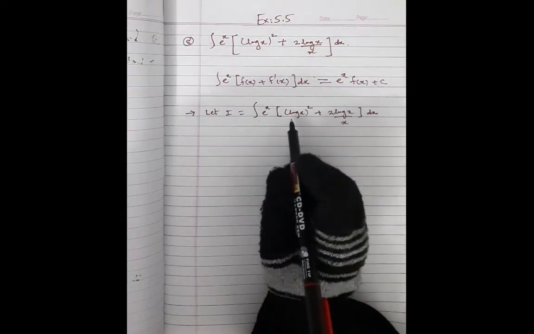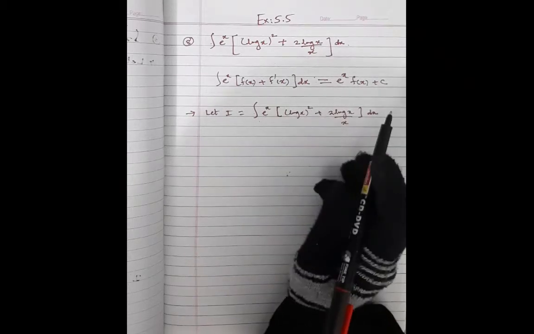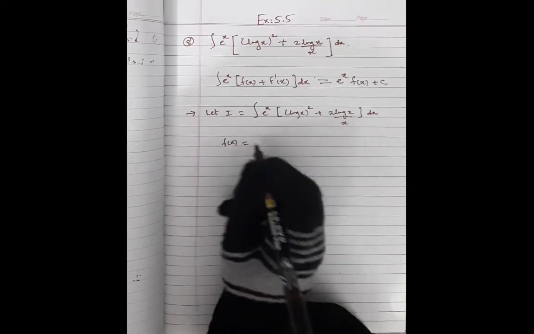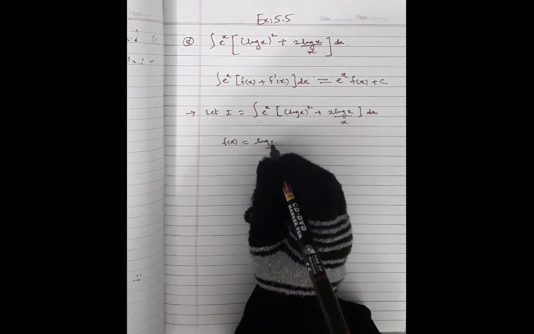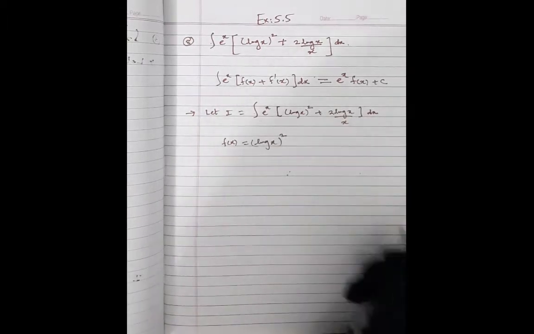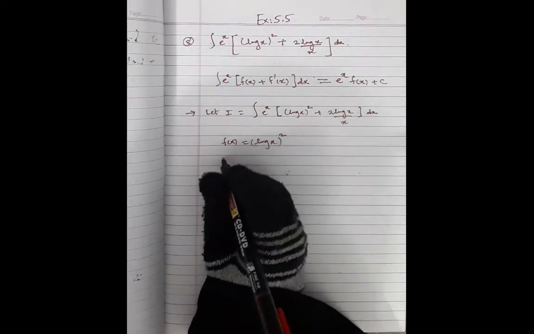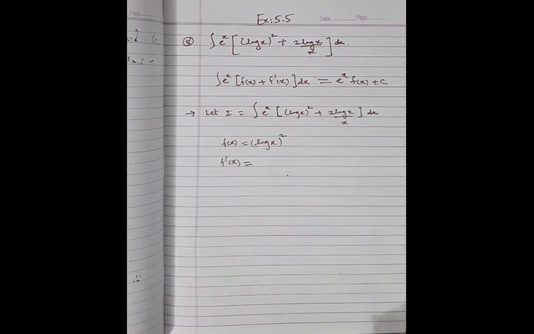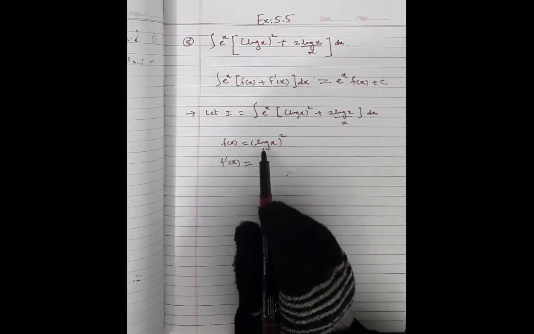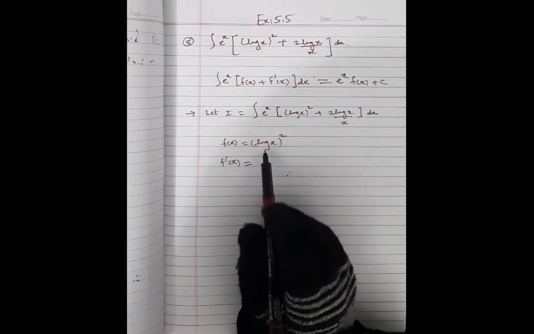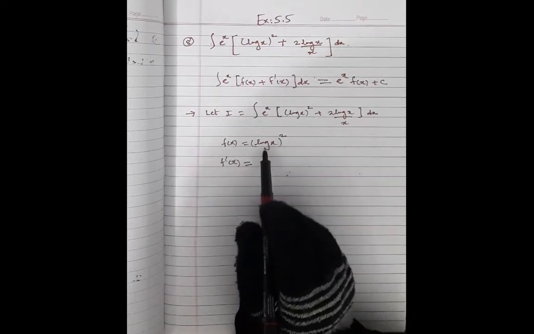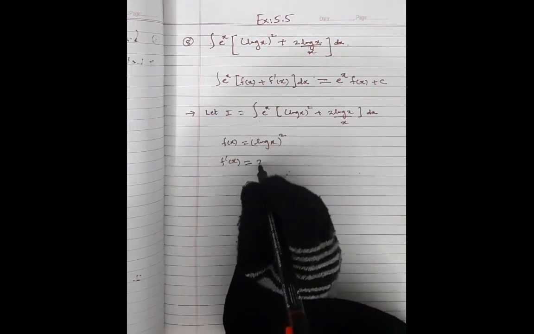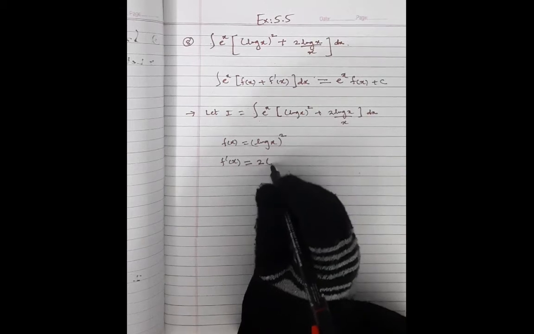Suppose we will assume f of x as log x the whole square. Then find its derivative, f dashed x. Now what is the derivative here? The function is log x raised to 2, which is of the form f of x raised to n. So what is the derivative? n is 2, so it is n into f of x raised to n minus 1 into the derivative of f of x.